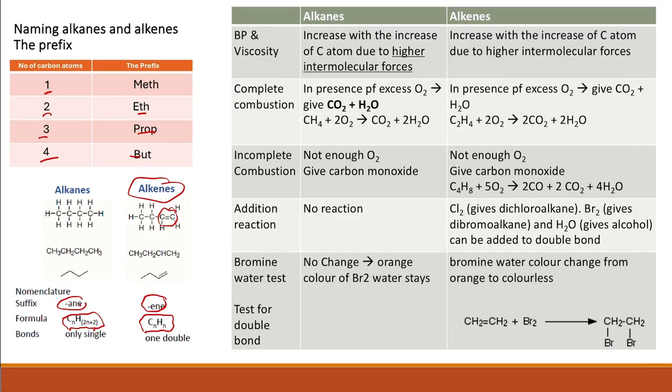Now let's look at the different physical and chemical properties and compare them. First of all, the boiling point and viscosity. For both alkanes and alkenes, there will be an increase in the boiling point and viscosity with the increase in the number of carbon atoms in the chain. This is because increasing the carbon atoms in the chain means there is an increase in the intermolecular forces of attraction between the molecules. So you will need higher energy to break these bonds, and so the boiling point and also the viscosity will increase.